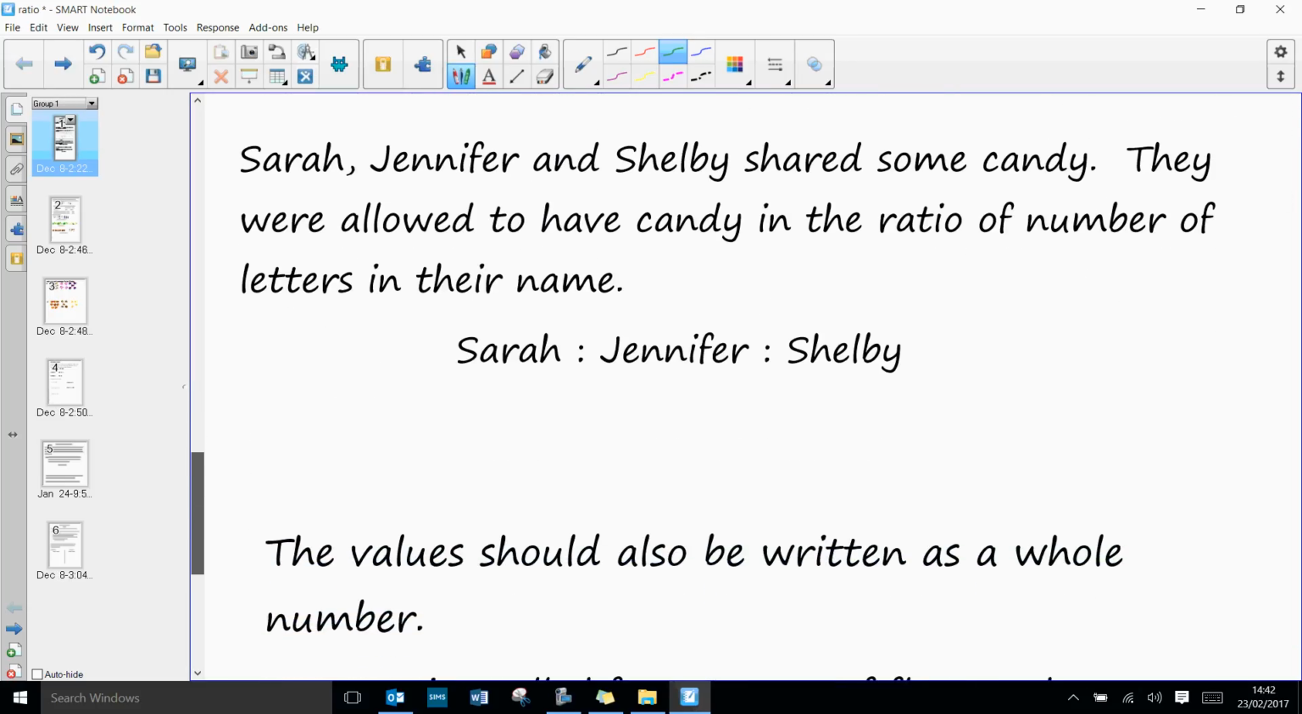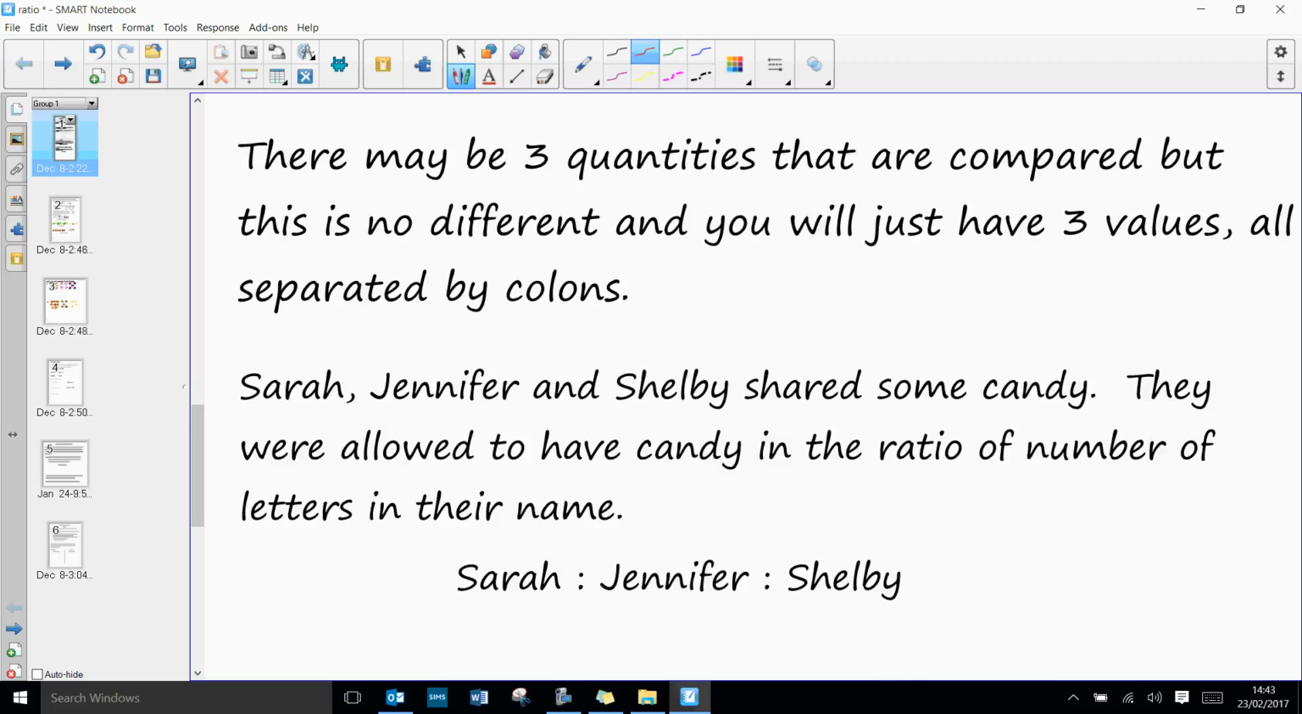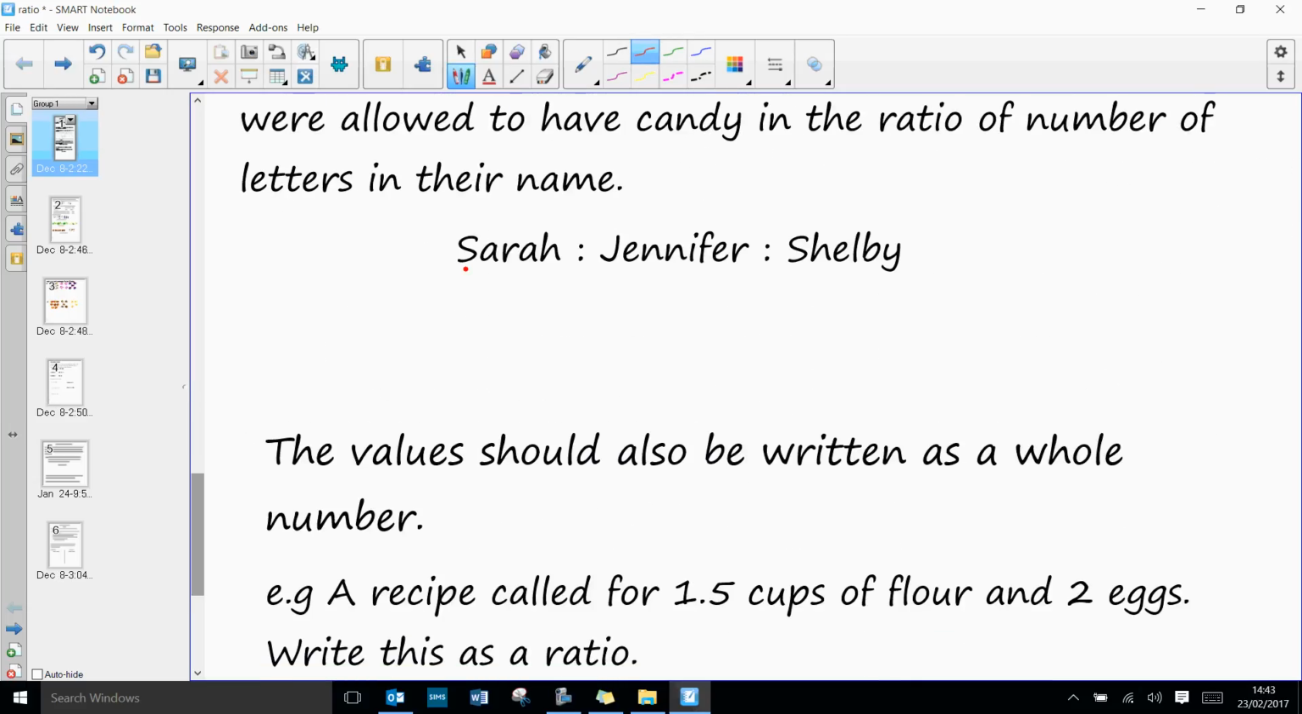So Sarah, Jennifer, and Shelby shared some candy. They're allowed to have the candy in the ratio of the number of letters in their name. So Sarah would have 1, 2, 3, 4, 5. Jennifer 1, 2, 3, 4, 5, 6, 7, 8. And Shelby 1, 2, 3, 4, 5, 6.